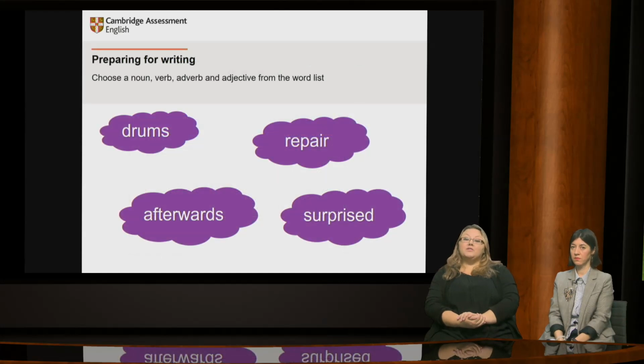An idea to practice writing stories is to take an example of 4 different types of word: a noun, a verb, an adverb and an adjective from the word list for the exam you're preparing for. The words should relate to the task that you eventually want your students to write. Learners should then try to combine the 4 words into a story in 2 to 3 sentences. Then they could compare what they have written in pairs or groups. So here we have 4 words from the A2 Key word list: drums, repair, afterwards and surprised.